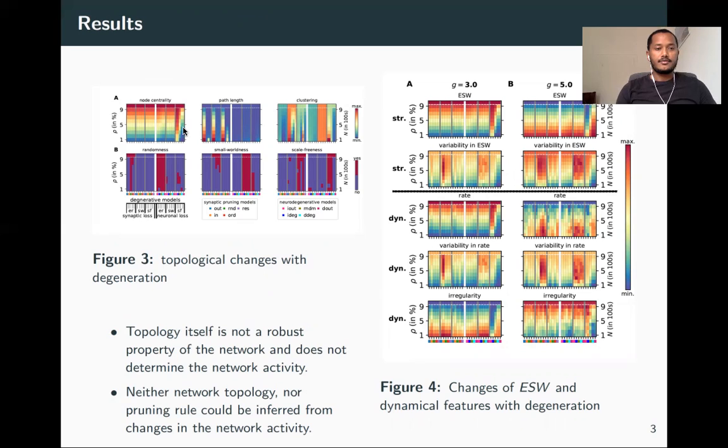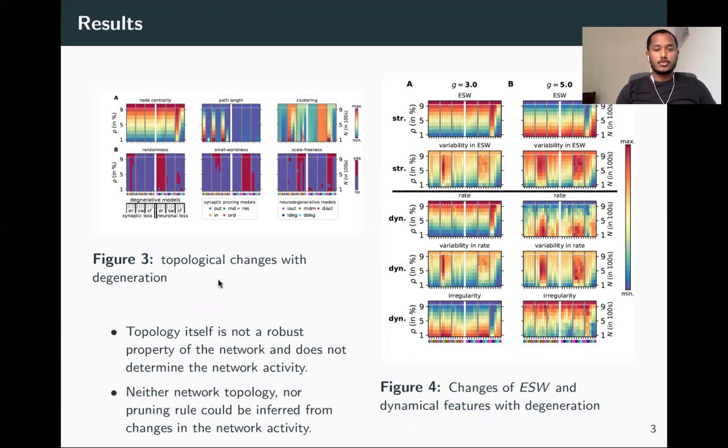In each half, you see 3 partitions, and these partitions correspond to the random network, small world network, and scale-free network. And in each partition, we see 5 subpartitions that correspond to the 5 synaptic pruning or the 5 neurodegenerative models. And then in each subpartition, you see the degeneration from top to bottom.